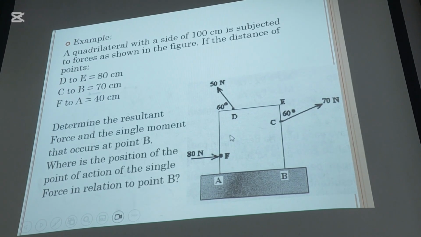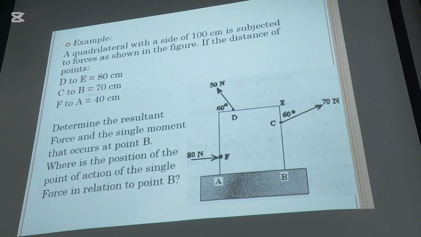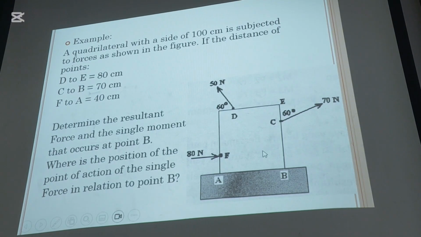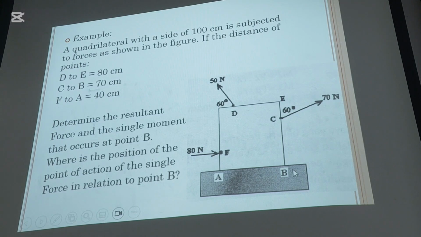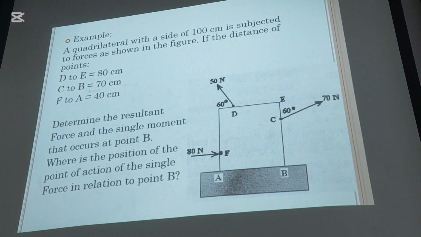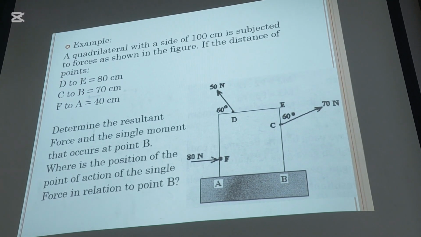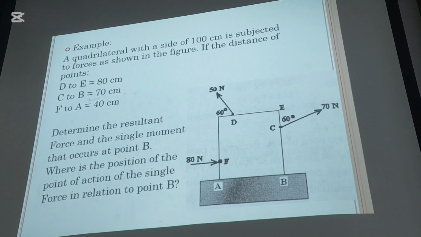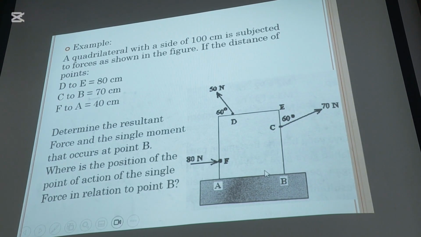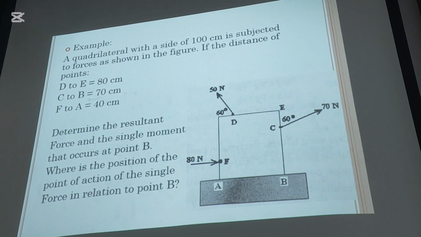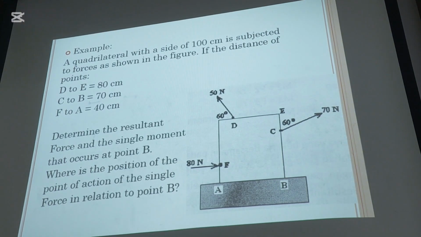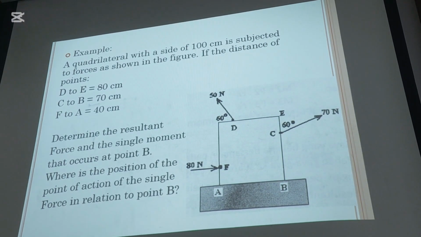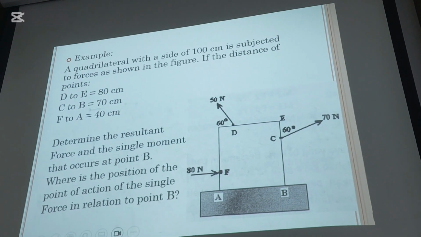100. Determine the resultant force and the single moment that occurs at point B. So we want to look at point B, not point A, specifically B. For example, where is the position of the point of action of the single force in relation to point B? So it wants us to find the force at point B and the single moment at point B, and after that it asks where is the actual location of the resultant force from B.